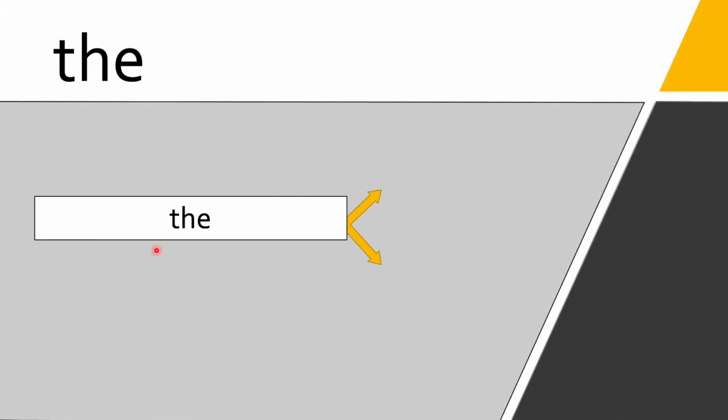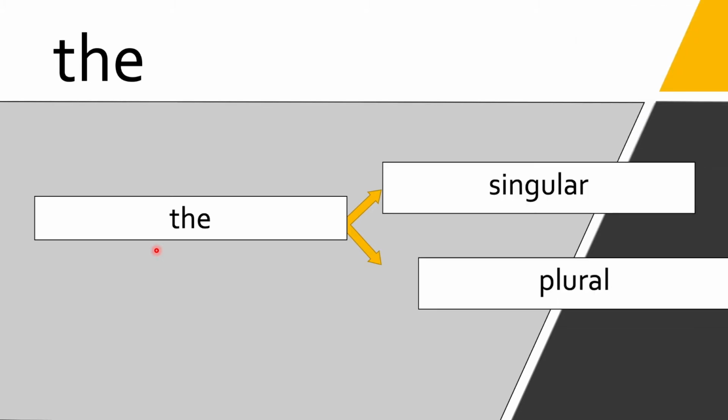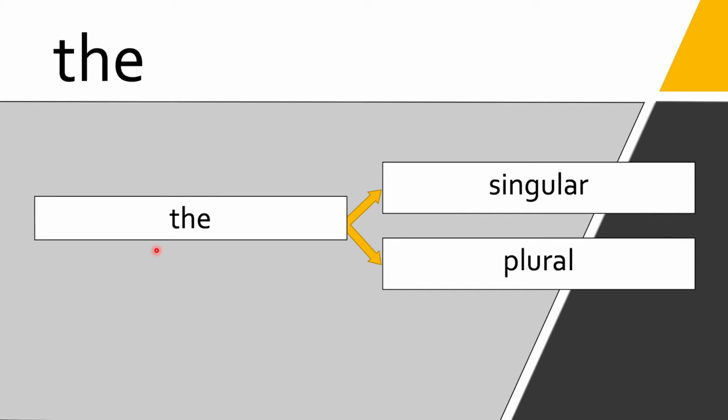Let's now have the article "the." Okay, "the." Everybody say "the." Okay. So "the," as mentioned earlier, is used for either singular or plural nouns. Okay? Let's take a look at this.